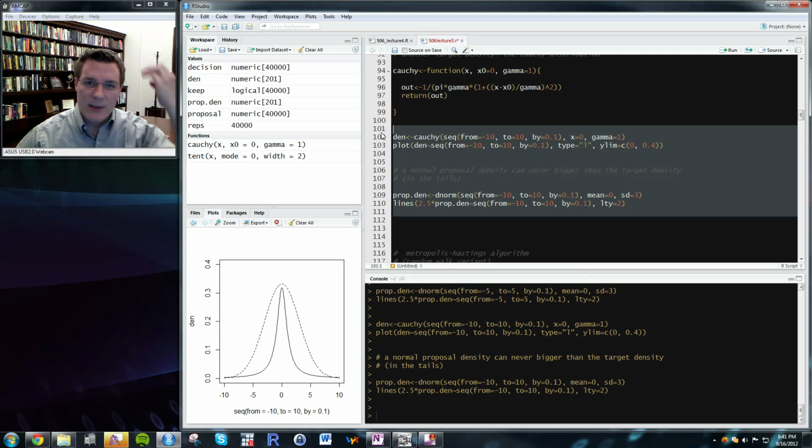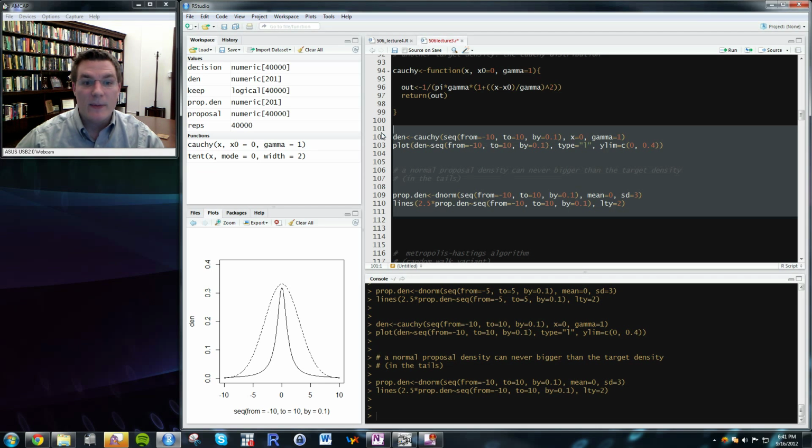Now, there are various ways of dealing with this. We could use some kind of weird tent-shaped, funky-looking proposal density in the accept-reject algorithm for the Cauchy, but probably the easiest thing to do is just to use a completely different approach for sampling out of the Cauchy. That is to say, not the accept-reject method.